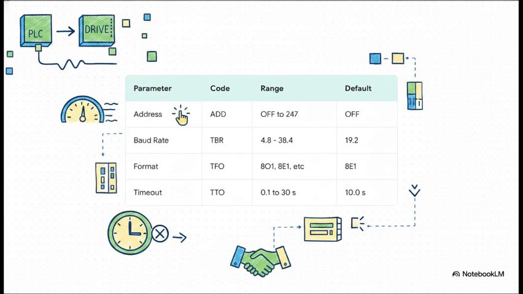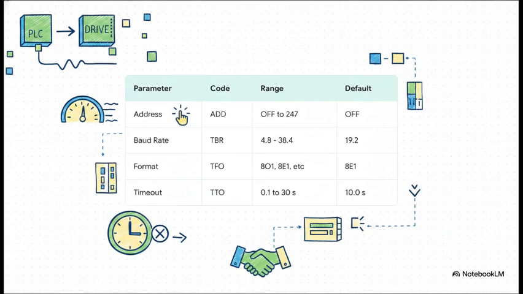First up is the Modbus address, or ADD. Now this defaults to off out of the box, but it absolutely needs a unique number. Next is the Modbus baud rate, TBR. This is essentially the speed of your communication, and it defaults to 19.2 kilobits per second. Then we have the Modbus format, TFO, which defines the data structure itself. The factory setting here is 8E1. That just means 8 data bits, even parity, and 1 stop bit.